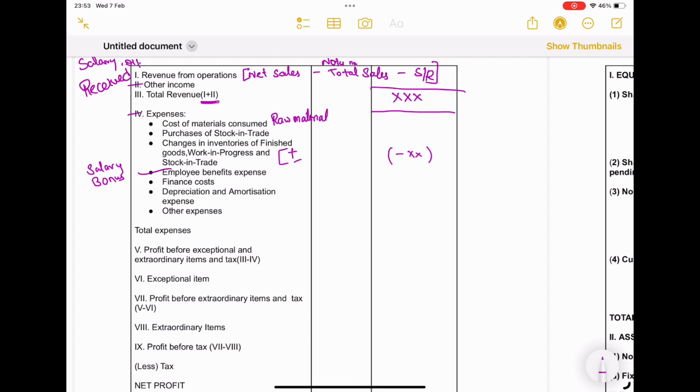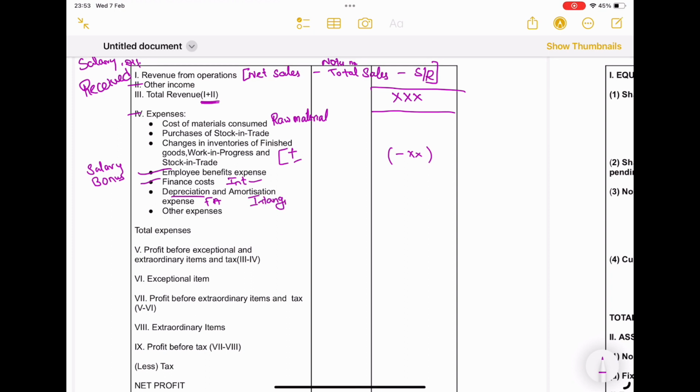Next, finance cost. These are the things related to interest paid, or debenture interest, bond interest, 12% bond, 13% debenture interest. Those kinds of interest-related things will be in finance cost. Next, as usual, you know depreciation and amortization. Depreciation for the fixed assets, amortization for the intangible assets.